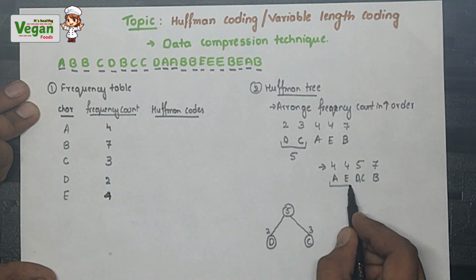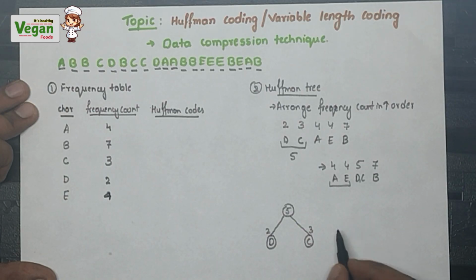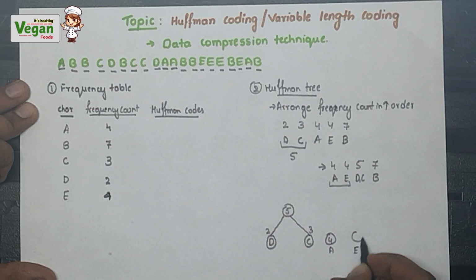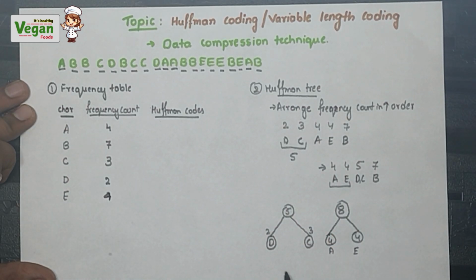Now if you see, the least two frequency counts are of A and E, that is 4 and 4. So what you must do is add them. This is A and this is E. This frequency count is 4, and this is also frequency count 4. If you add them, 4 plus 4 will be 8. Now one thing you must keep in mind: as we move to the right side, the frequency count must increase.